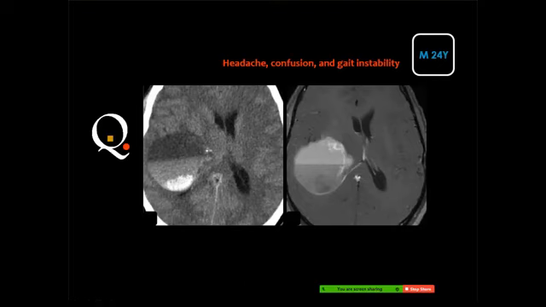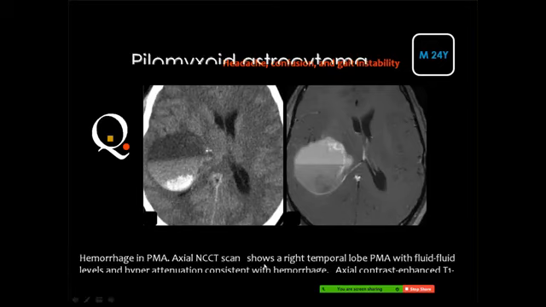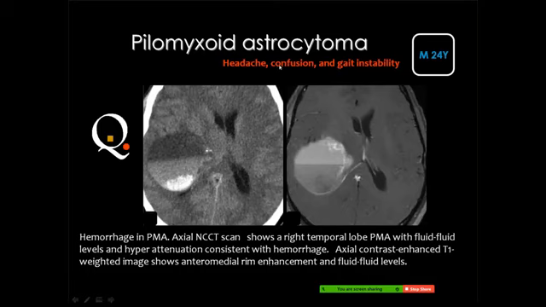Pilocytic astrocytoma. Okay, actually you are almost right, but this is a new tumor which is known as pilomyxoid astrocytoma. It is almost similar to the pilocytic astrocytoma, but is now recognized by WHO to be a grade 2 glial tumor. Actually, you cannot reach this diagnosis by any means.